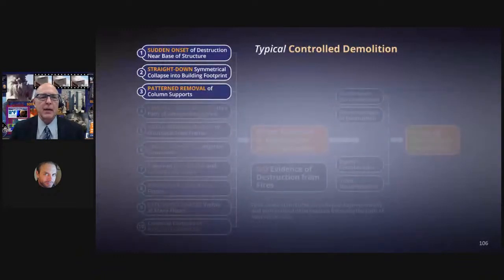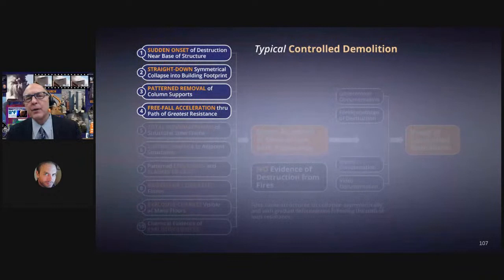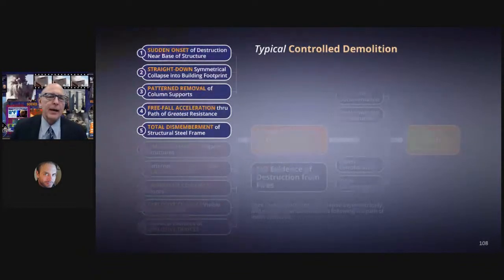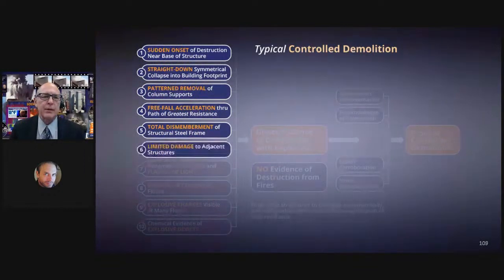That's because patterned removal of column supports is taking place, something fire doesn't do, of course. And so there's a near free fall acceleration straight down through the path of what was the greatest resistance, the thousands of tons of structure in the way. And this results also, of course, in the total dismemberment of the structural steel frame. It's shattered. There's high order damage.